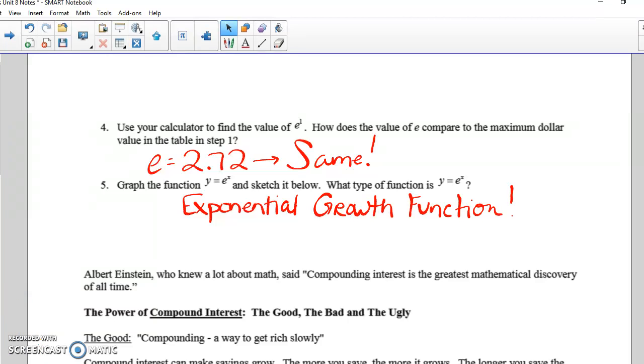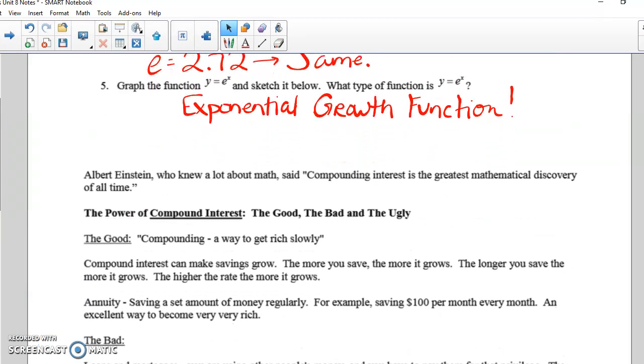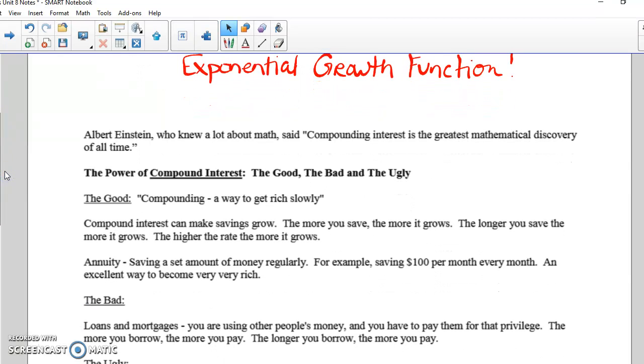Okay, now we're going to dive into thinking more about this compound interest. There's going to be a lot of vocab here, so a lot to learn about what exactly it means to compound interest. Fun quote here, Albert Einstein said that compounding interest is the greatest mathematical discovery of all time. What? That is a big claim, so let's go ahead and see why he said that.